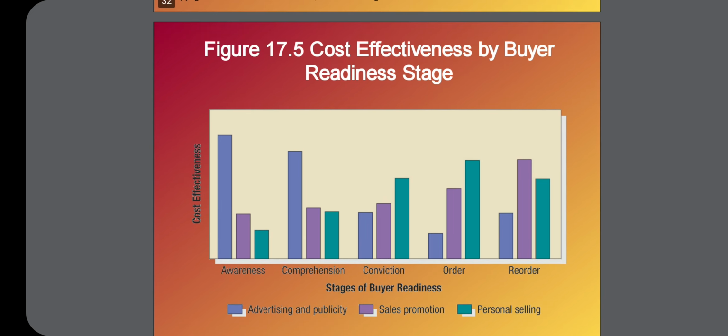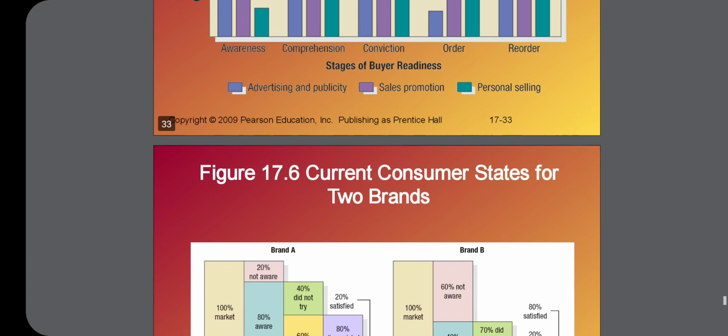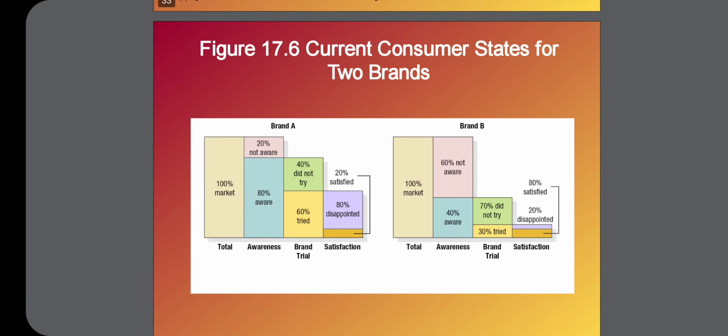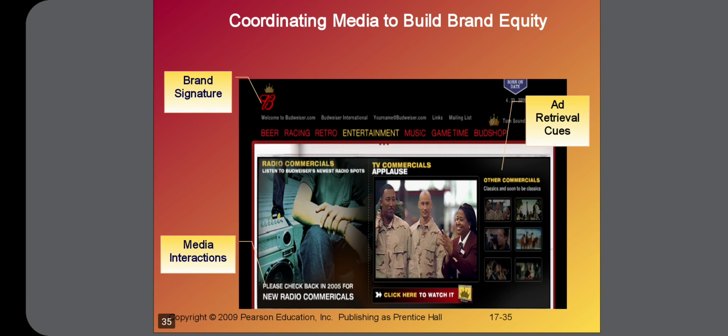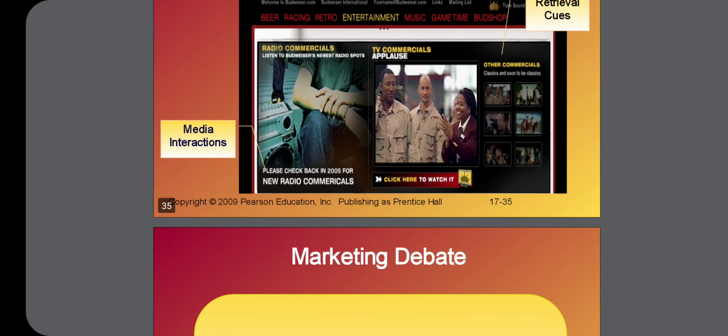So, cost effectiveness by buyer readiness stage, current consumer states for the brands, then coordinating media to build brand equity. So you have there your brand signature, media interactions, ad retrieval cues, something like that.